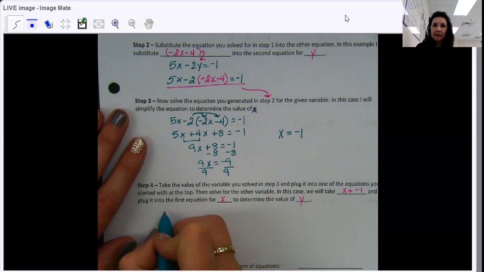Okay, hold on just a second. My screen stopped moving.